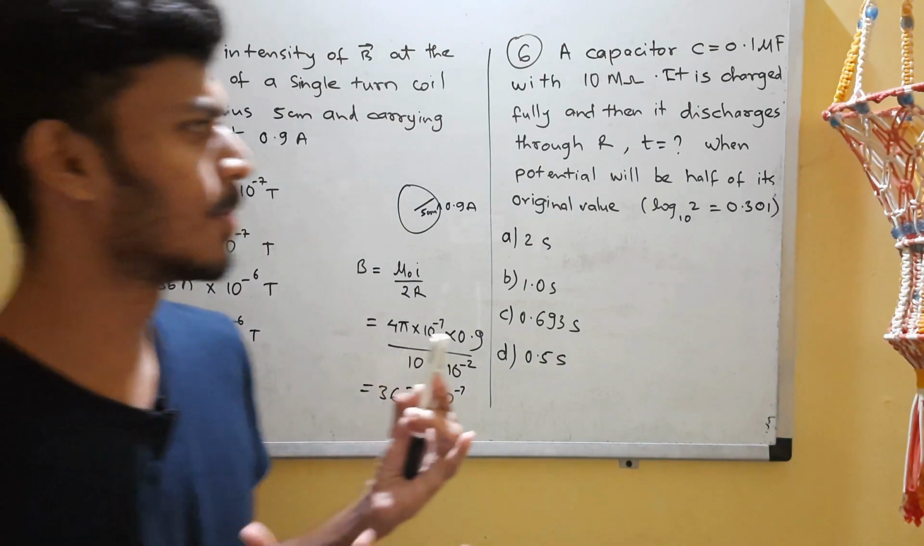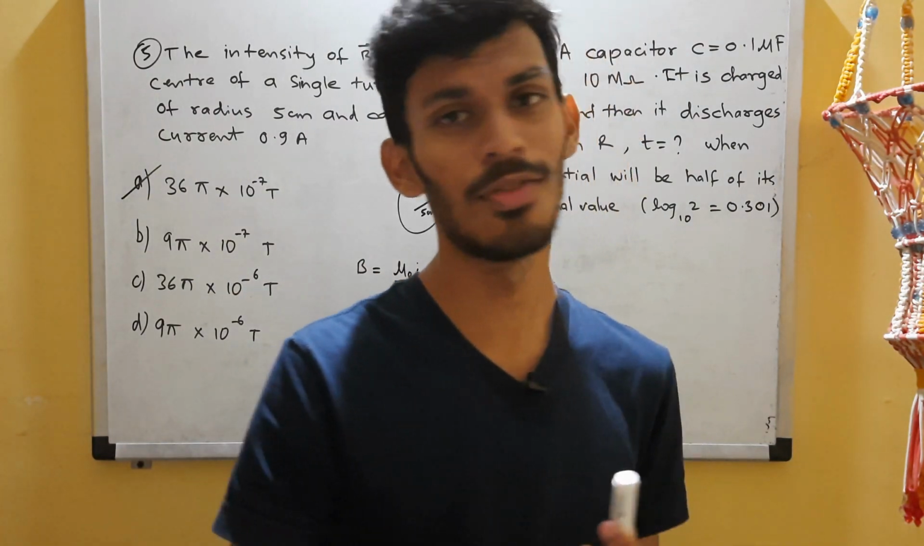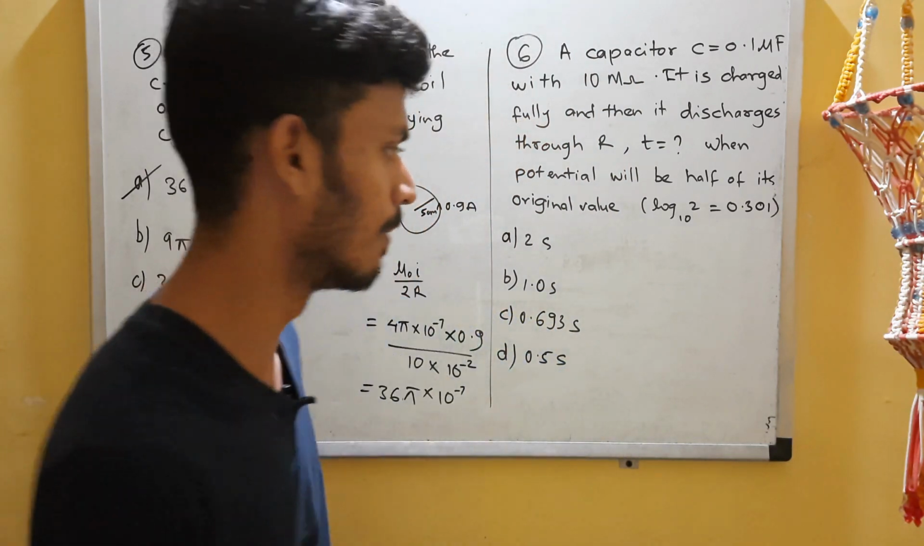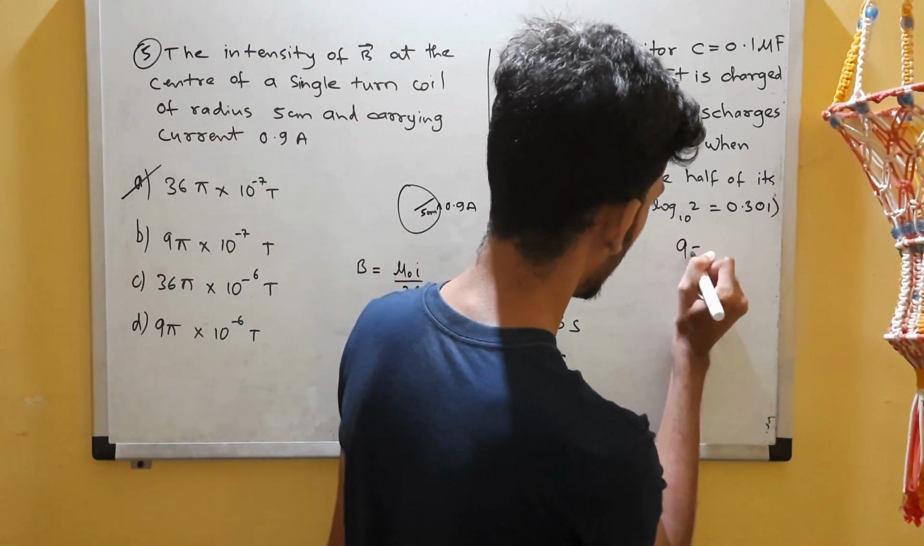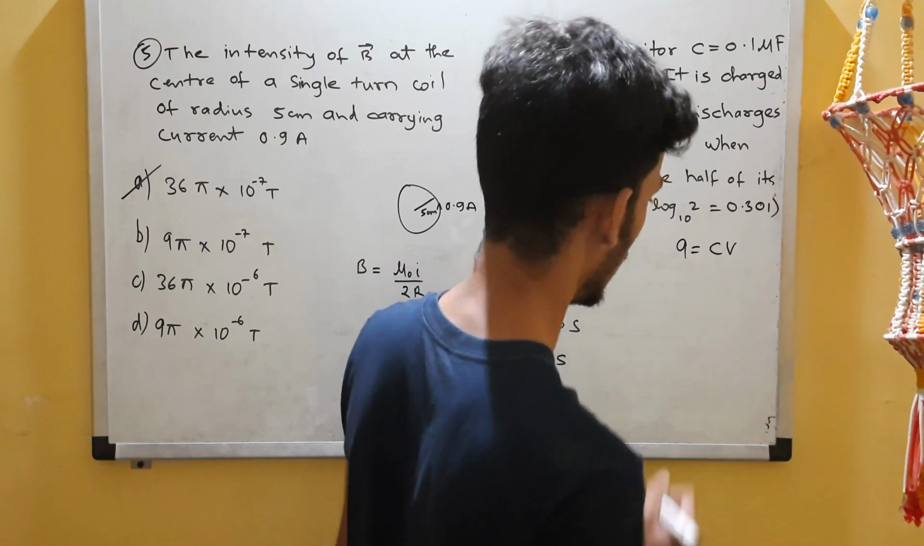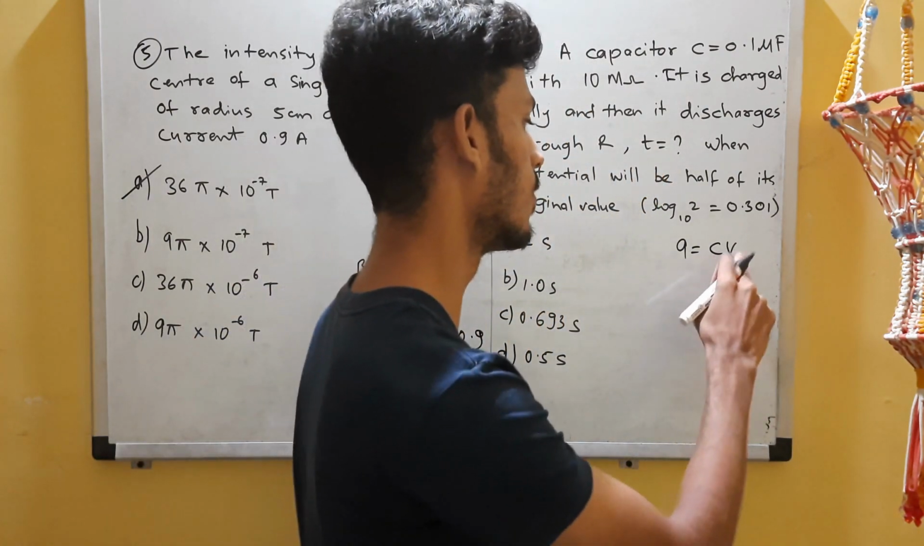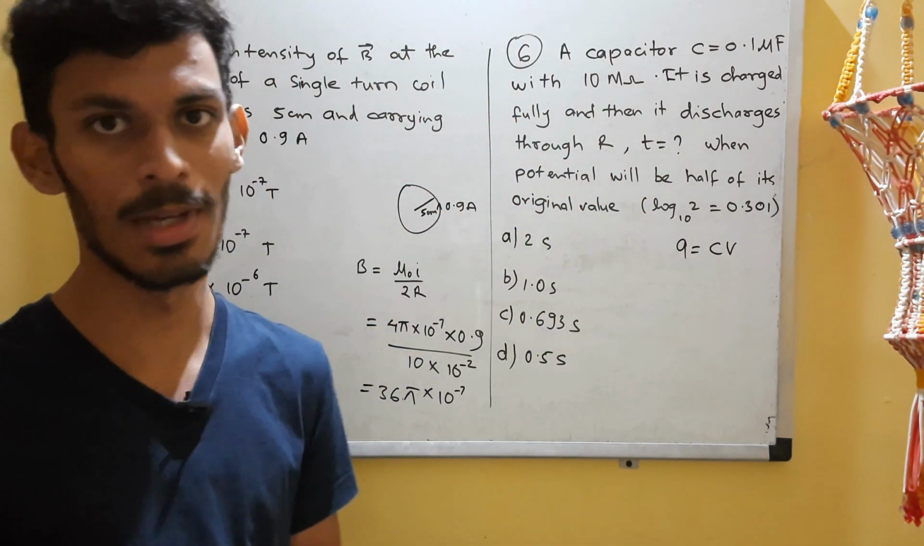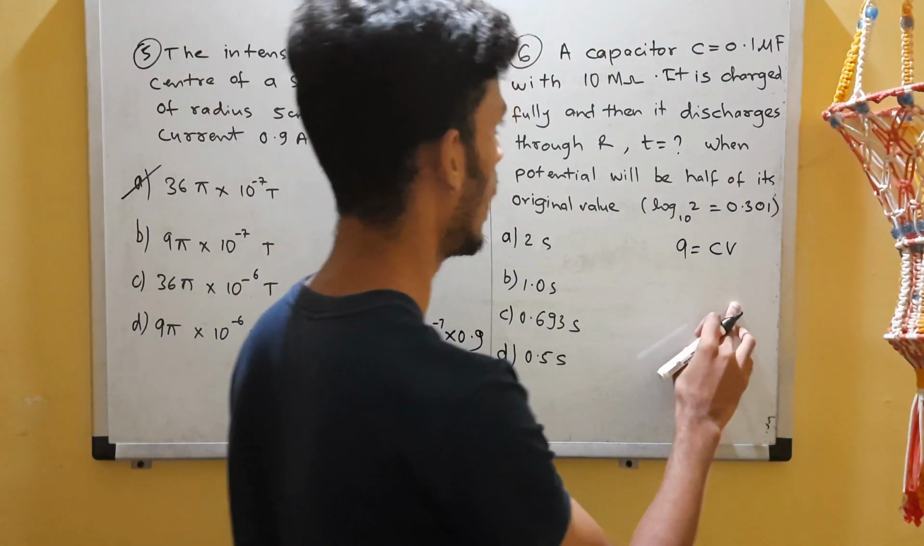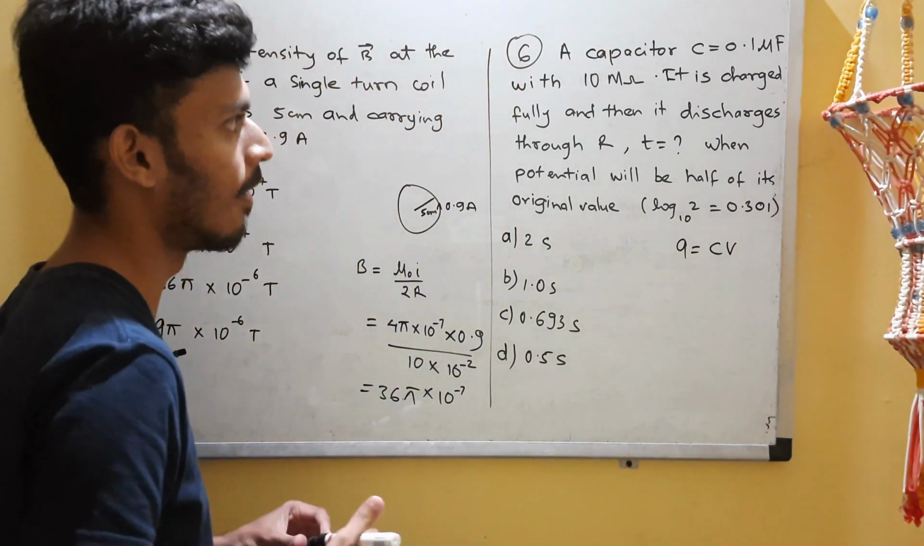Okay, so basically you are supposed to find the time when the charge falls to half of its value, because the charge is C into V, right? C is constant, so when the potential becomes half, the charge will also become half. Which is obvious.